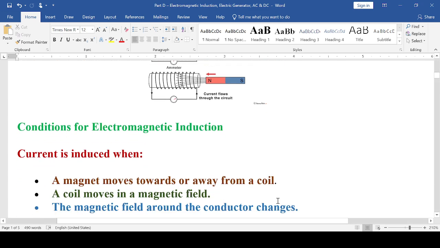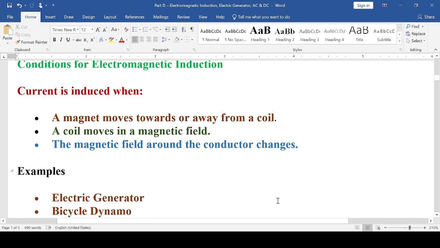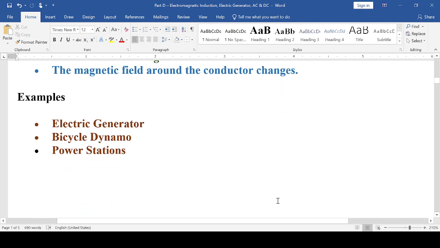So what are the conditions required for electromagnetic induction? Current is induced when a magnet moves towards or away from the coil, you need to bring close and move away. So a magnet moves towards or away from a coil. A coil moves in a magnetic field. The magnetic field around the conductor changes. For example's sake, where do we use this phenomena? Electric generator, bicycle dynamo and power stations.